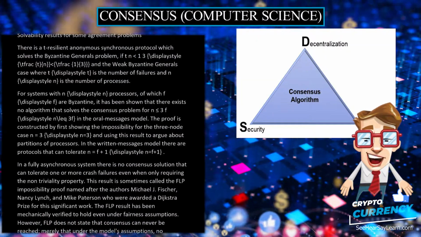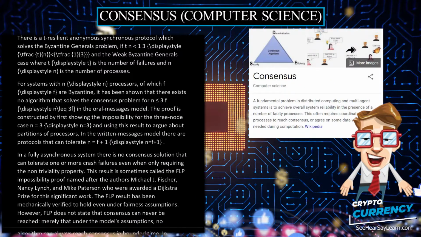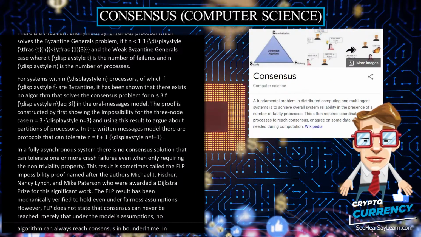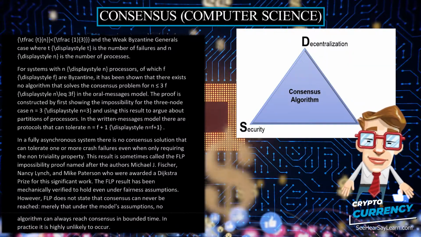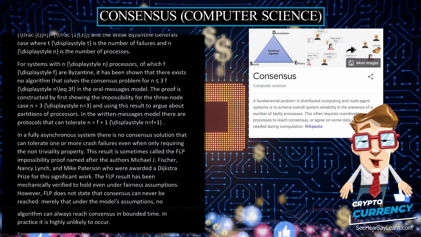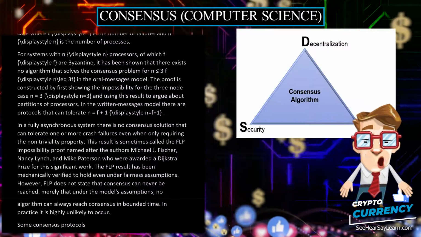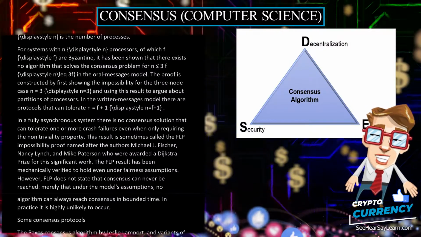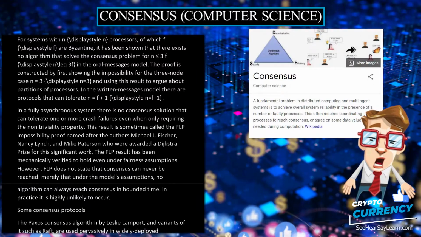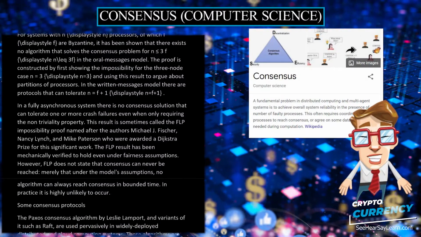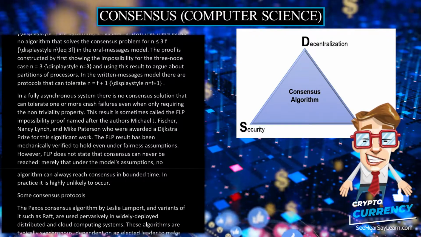This result is sometimes called the FLP impossibility proof, named after the authors Michael J. Fischer, Nancy Lynch, and Mike Paterson, who were awarded a Dijkstra Prize for this significant work. The FLP result has been mechanically verified to hold even under fairness assumptions. However, FLP does not state that consensus can never be reached, merely that under the model's assumptions, no algorithm can always reach consensus in bounded time. In practice it is highly unlikely to occur.